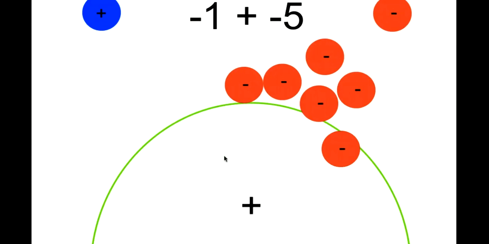So I have a -1 and a -5. They're going to join, and their team name is negative. And how many are there? There are 6. So my final answer is going to be -6.